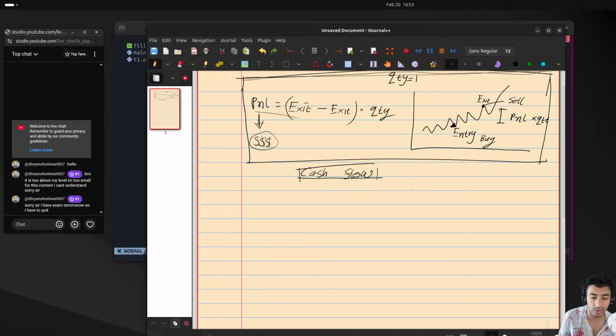Anyway, let's go back to this cash flow problem. So the cash flow, right? Every time you buy something, you can think about it as you lose money. And then every time you sell something, you get money.